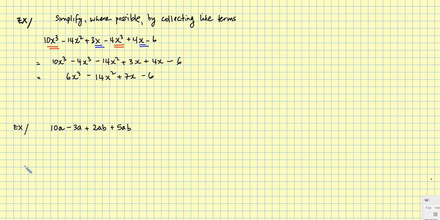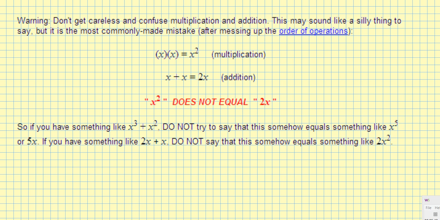All right, the next example is 10a minus 3a plus 2ab plus 5ab. Again, very simple. Our like terms here are 10a minus 3a, which gives us 7a, and then 2ab plus 5ab gives us plus 7ab. Done.